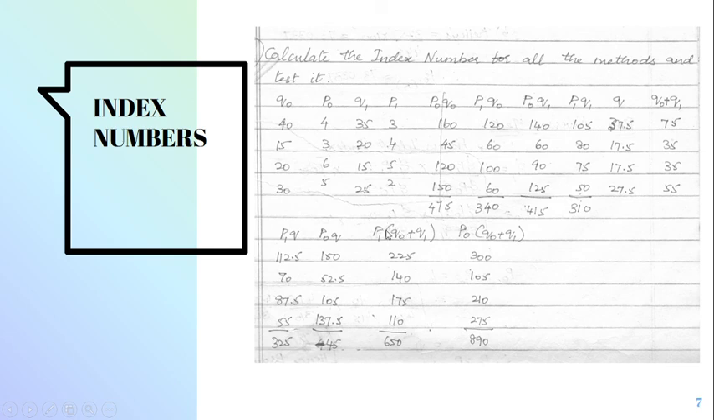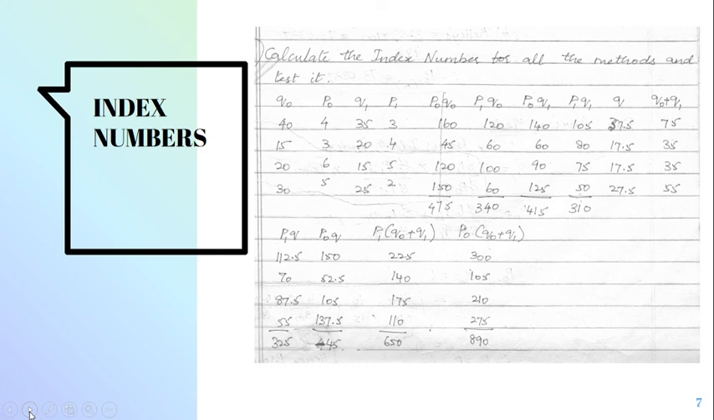And then Q0 plus Q1 is already there, 75 into P1, 3, so 225. 35 into 4, 140. 35 into 5, 175. 55 into 2, 110. The total 650. Similarly, Q0 plus Q1, that is this column, into P0. So 75 into 4, 300. 35 into 3, 105. 35 into 6, 210. 55 into 5, 275, which totals to 890.